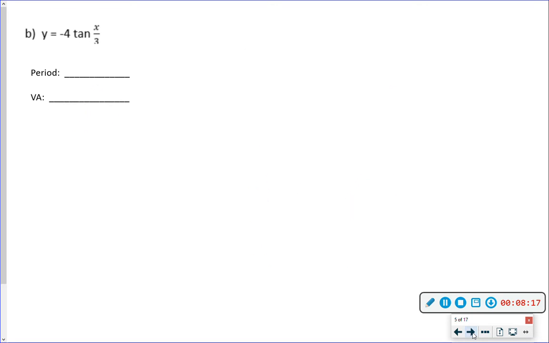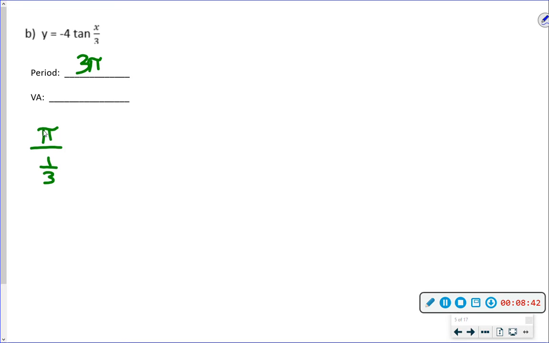So let's do some with some other numbers, just for fun. So period, of course, is pi over b. Now our b, of course, that coefficient on x, is that 1/3. So when I simplify that, we're going to have 3 pi. Got it. And remember, that's how often the graph repeats. 0 to 3 pi will look the same, 3 to 6, and so on and so on.